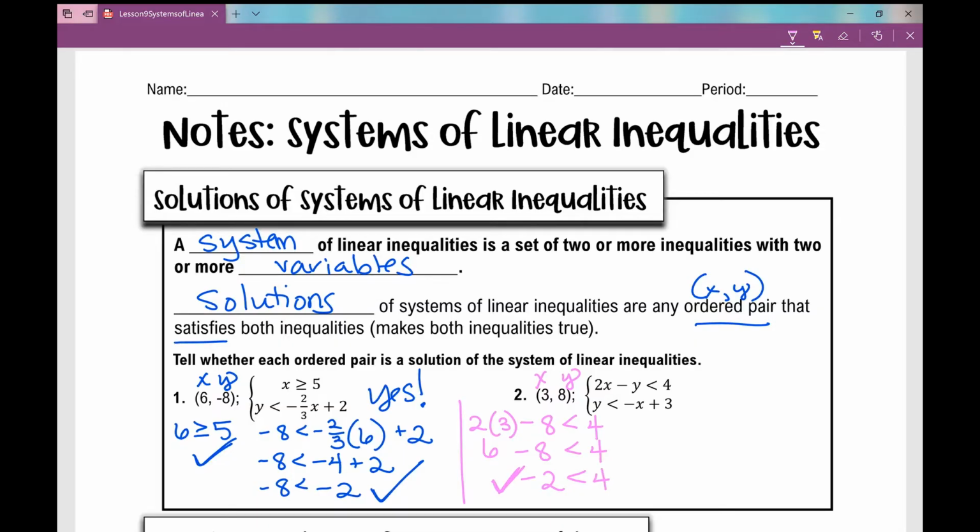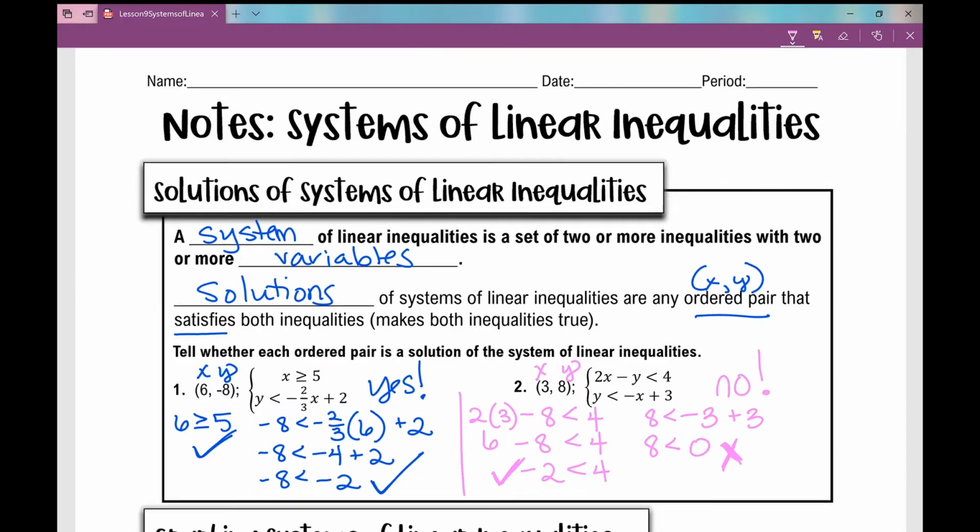Let's go on to the next one. Again, I'm plugging in 8 for y is less than -3 for x plus 3. And now I'm going to simplify it. 8 is less than -3 plus 3 is 0. 8 is less than 0. Is that a true statement? No, it is not. This ordered pair does not satisfy this linear inequality, and it has to satisfy both linear inequalities to be a solution. So it is not a solution to this system.